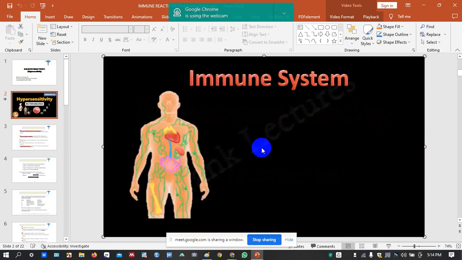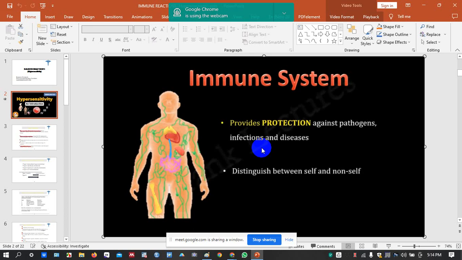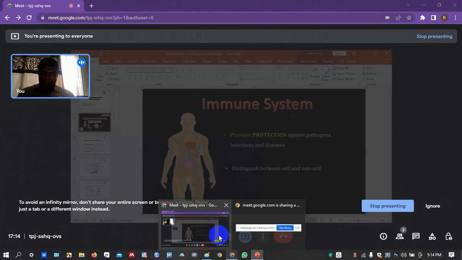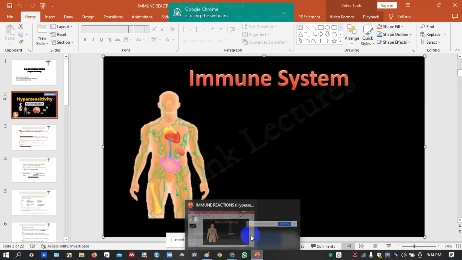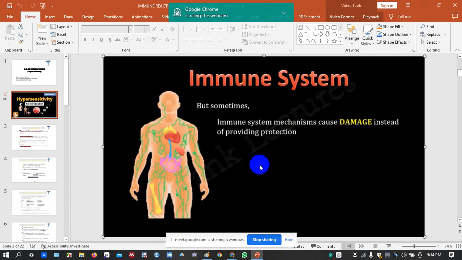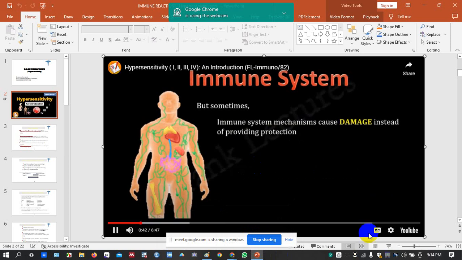At this point in our lecture series, we understand how our immune system provides protection against pathogens, diseases, and infections. Our immune system is able to recognize and distinguish between self and non-self antigens. By using a wide variety of defense mechanisms, the immune system eliminates potentially harmful antigens from the body. But sometimes, the defense mechanisms of our body can cause damage, instead of providing protection.